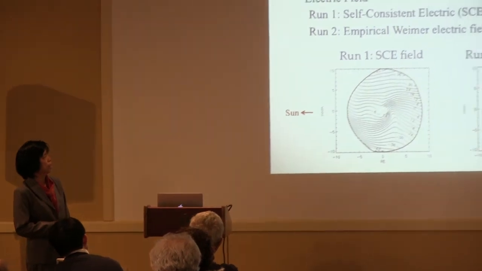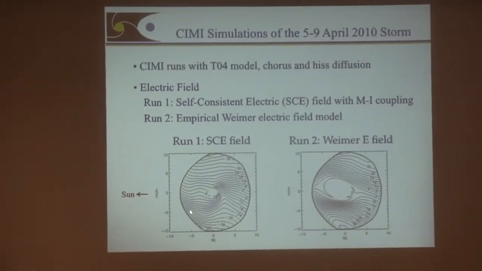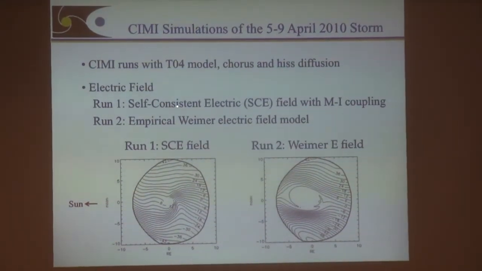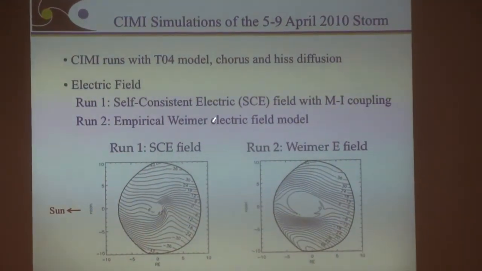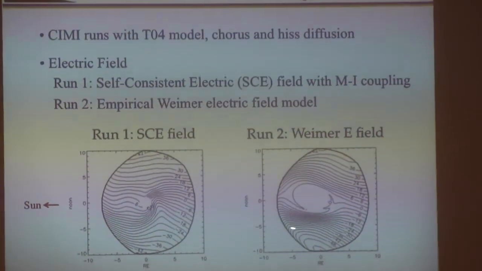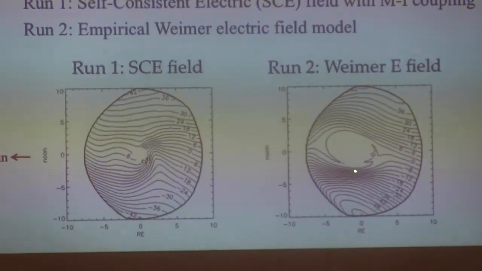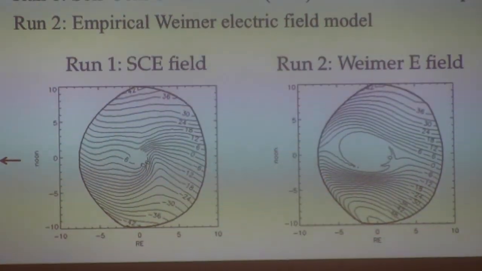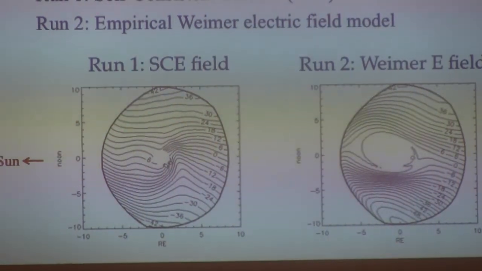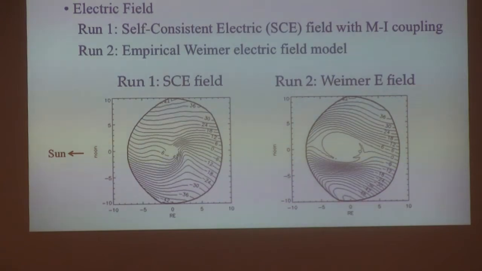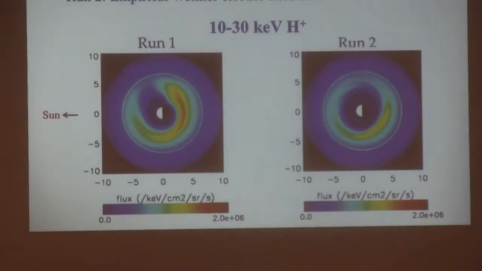Here I'd like to show a simulation of the April 5th to 9th, 2010 storm, and we did two runs. In the first run, we considered the self-consistent MI coupling electric field. In the second run, we just used the empirical Weimer model in the entire simulation domain. I just want to show how important the MI coupling is, how it will modify or control the dynamics of the inner magnetosphere.